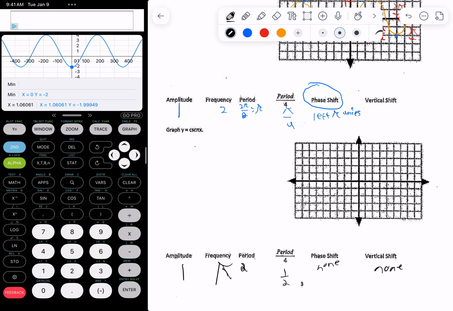So now cosecant is a little weird. Let's start by writing down our amplitude right over here. So amplitude is 1, negative 1. And remember, cosecant is the opposite of sine. So, yes. Now, the way we'll write this is here, here, here, and here.